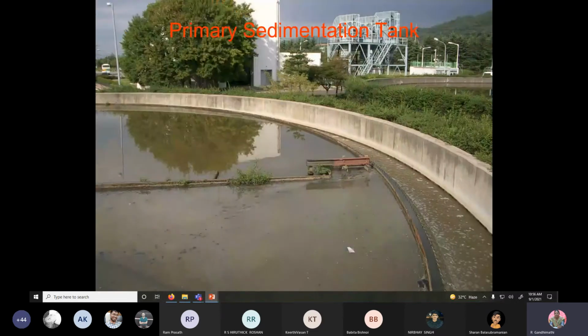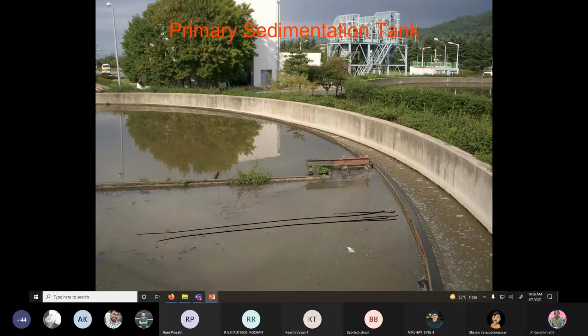Is it clear, students? Now you can see there are two different portions. This is the inner portion of your circular sedimentation tank. Then they have provided the weirs at the end of the circular sedimentation tank. In addition to that, one more portion is attached, mainly to collect the treated effluent.